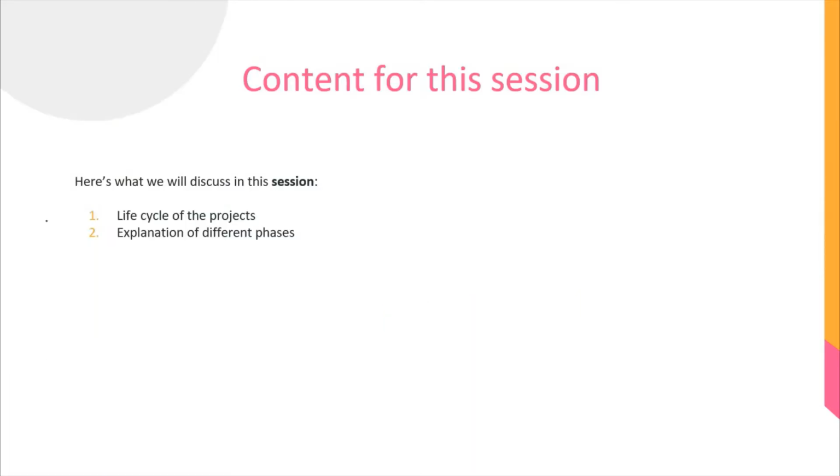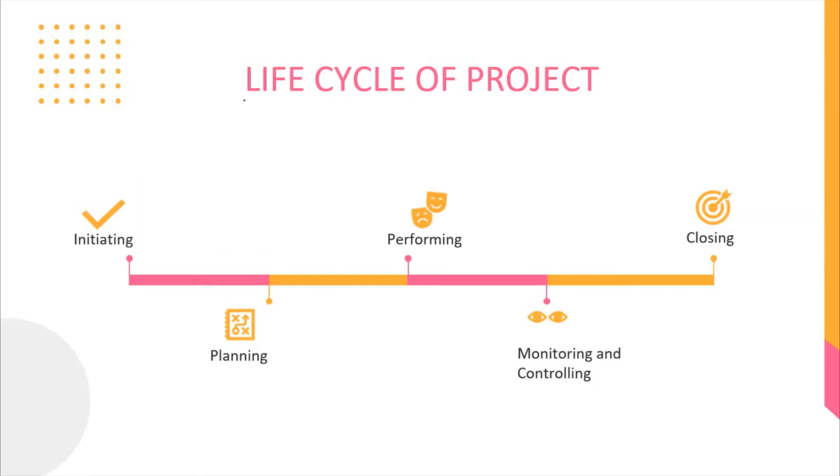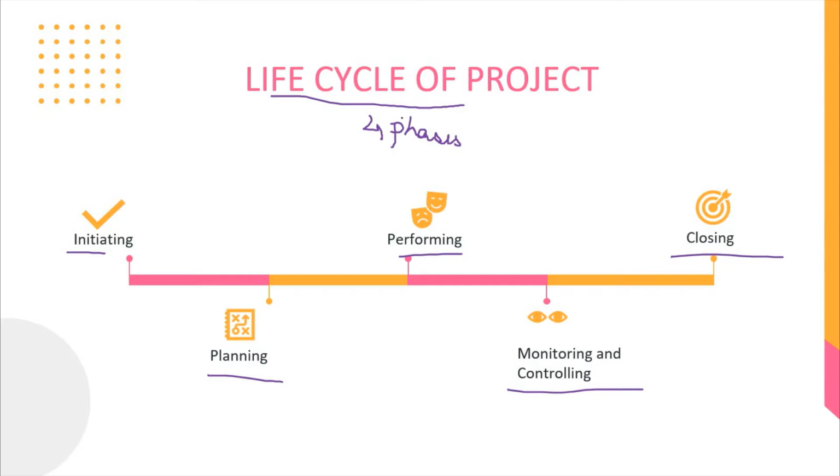The contents for this session will be the life cycle of the project and an explanation of the different phases in the life cycle. So the life cycle of the project consists of 4 phases. Now you'll see that I have mentioned 5 phases in the diagram below, which are initiating, planning, performing, monitoring and controlling, and closing. So how do I say that the life cycle has only 4 phases?